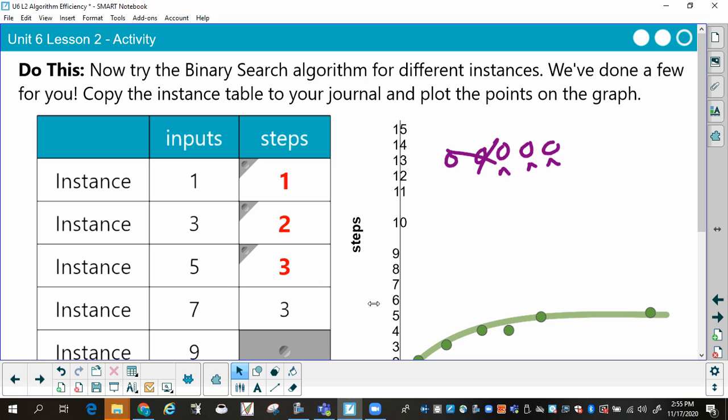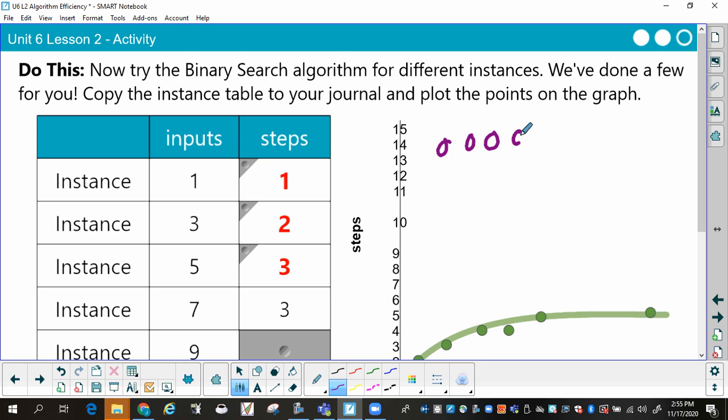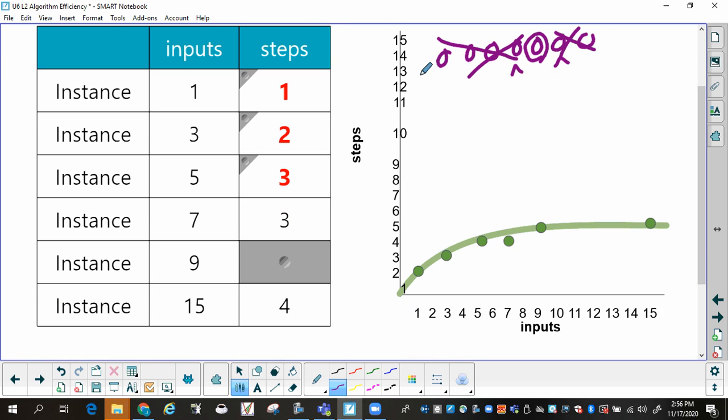Okay, but what about 7? Well, guess what? If you have 7, you still only have to, at most, do 3 checks. Why? 1, 2, 3, 4, 5, 6, 7. Well, I'm going to check this one. And if it's more, then that means I get rid of all of these, and I'm left with these 3. I'll check this middle one. And if it's not to the right, I get rid of these, and this is either what I'm looking for, or it's not, but it's still just 3 checks. What about 9? Well, 9, I have 1, 2, 3, 4, 5, 6, 7, 8, 9. I check here.